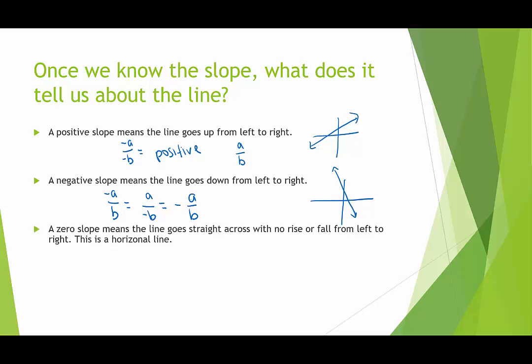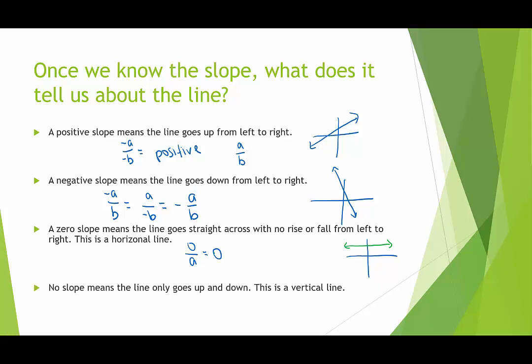A zero slope means that the line goes straight across with no rise or no fall from left to right. In fact, it's a horizontal line. So just to change the color so it really stands out from my axes, it might look like that. And we would recognize that the slope is 0 if there's a 0 in the numerator. So if we end up with 0 over a, this indicates that we do have a horizontal line, and that is a slope of 0. Notice that 0 is a number.